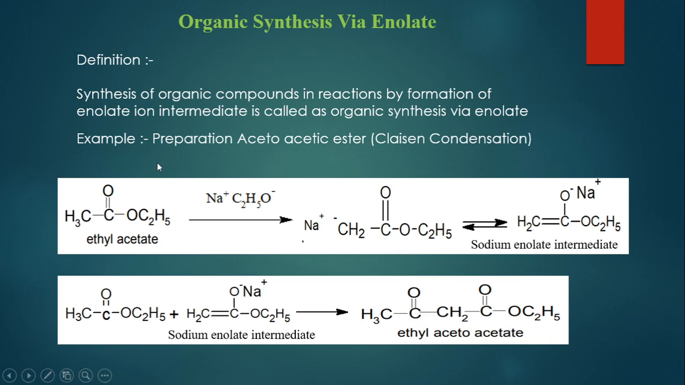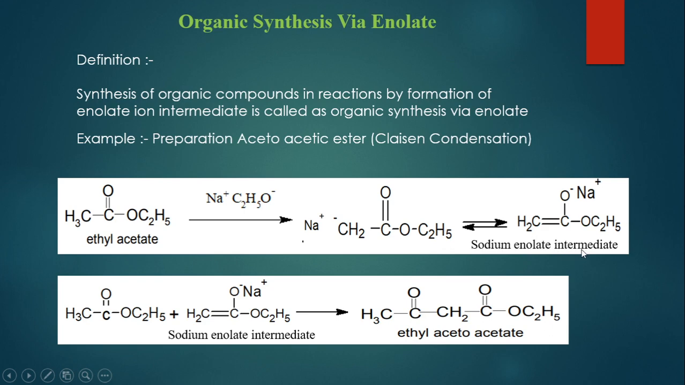For example, preparation of acetoacetic ester, also known as Claisen condensation. In Claisen condensation, 2 moles of ester, that is first mole and this second mole, are condensed in presence of sodium ethoxide. We get the desired product, that is ethyl acetoacetate. This ethyl acetoacetate is formed due to the generation of the sodium enolate intermediate.